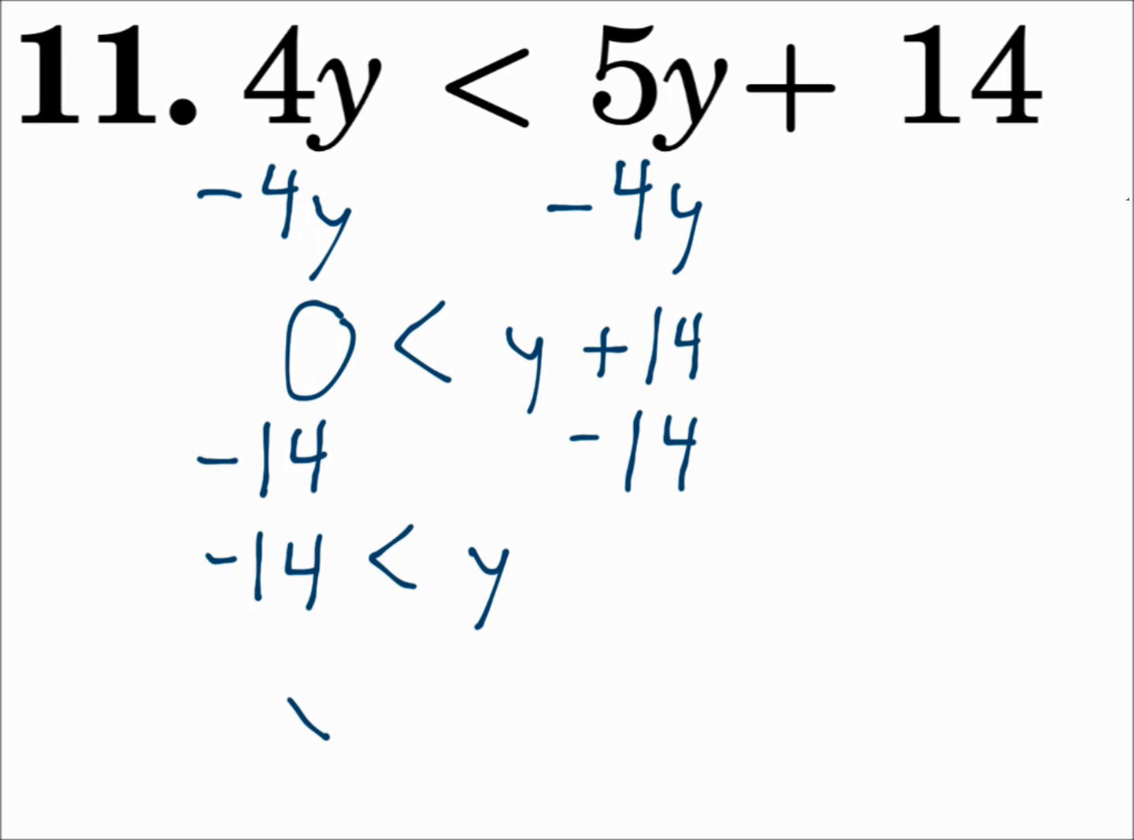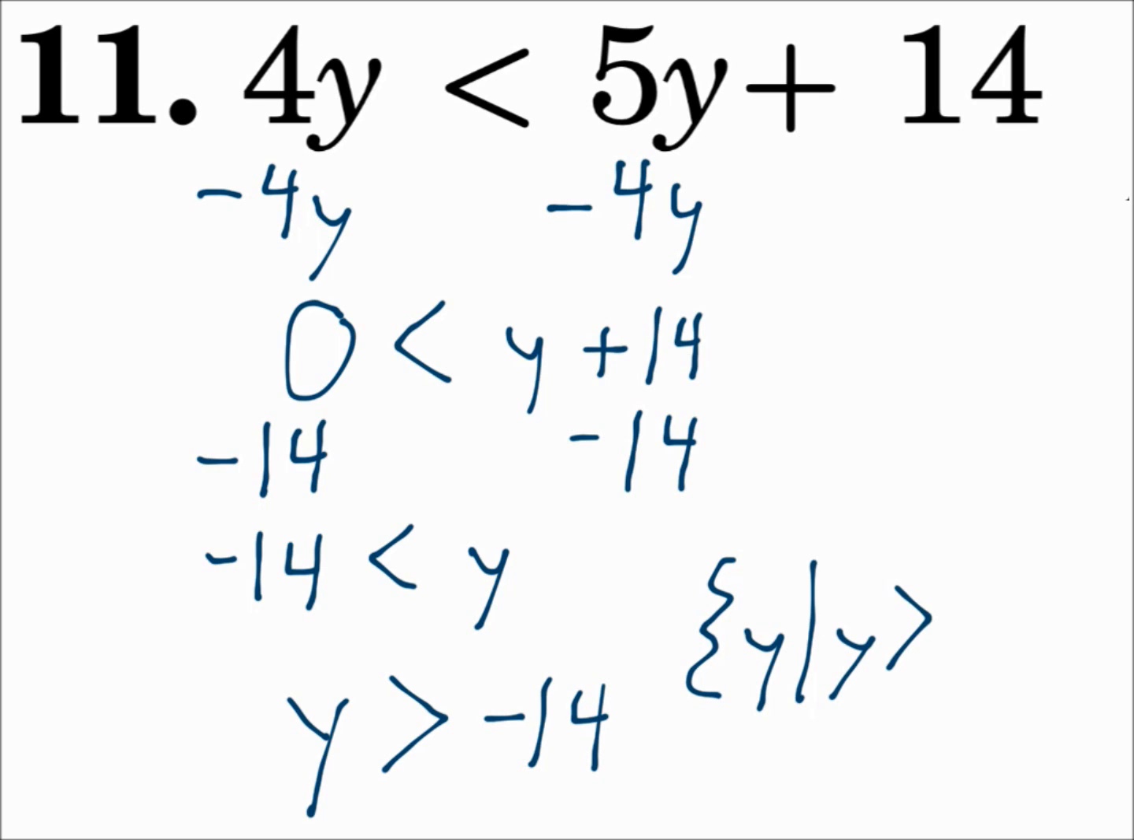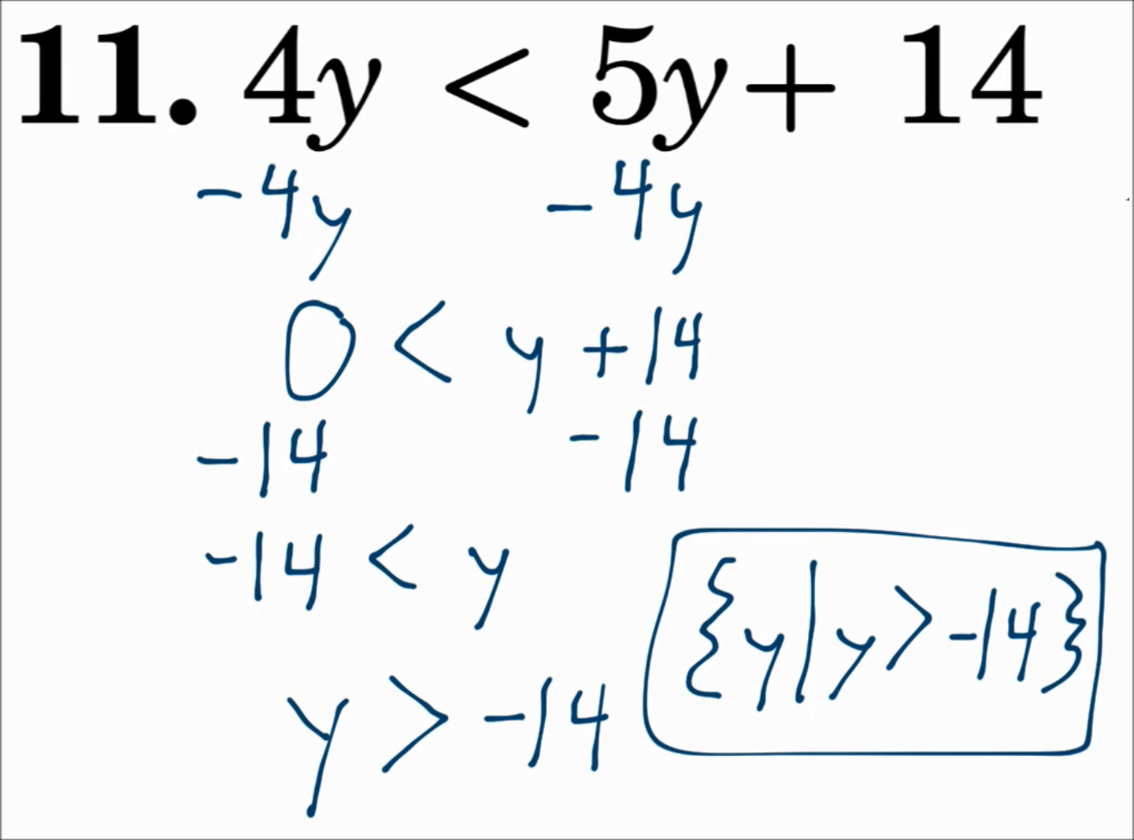next line. The y first, and the inequality flips around. Now it's greater than negative 14. All y's such that y is greater than negative 14. Remember, when you flip the inequality sign around there, you have to do that whenever you move the variable from the right to the left.